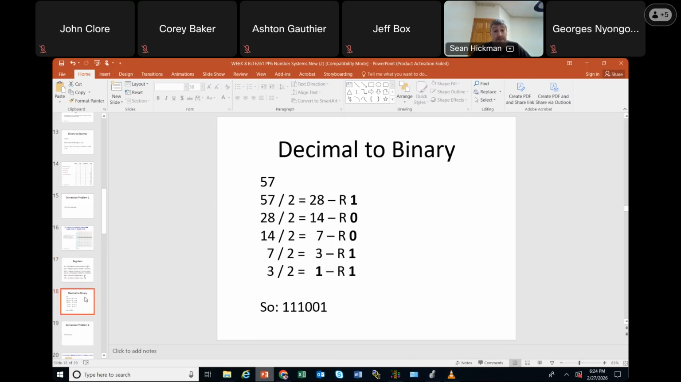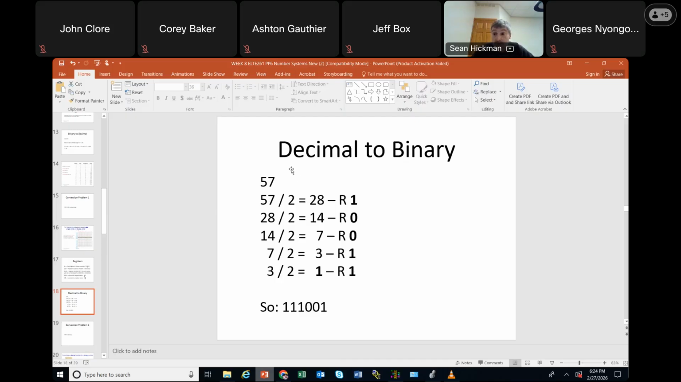Decimal to binary, okay? This is the way that I do it. If you have a decimal and you need to make it a binary, divide it by 2, which is 28, remainder 1, because 28 plus 28 is 56. Remainder 1 is going to be 57. Half of that's 14, remainder 0. Half of that's 7, remainder 0. Half of that is 3, remainder 1, because 3 plus 3 is 6, plus 1. Half of 3 is 1, remainder 1, so I got 1, 1, 1, 0, 0, 1.